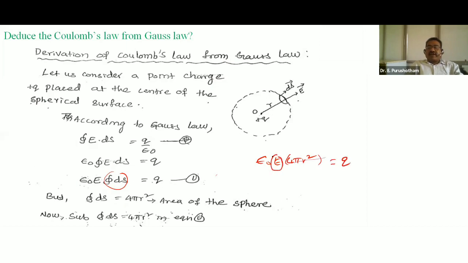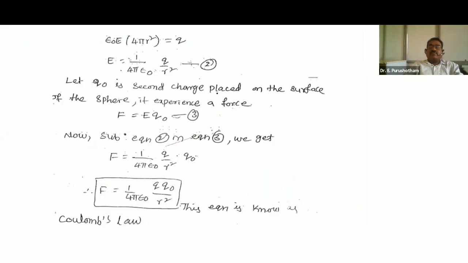From this relation, I want to take E, the electric field intensity. So E is equal to Q by epsilon naught 4 pi r square, that is 1 by 4 pi epsilon naught Q by r square. That is equation number 2. E is equal to 1 by 4 pi epsilon naught Q by r square.